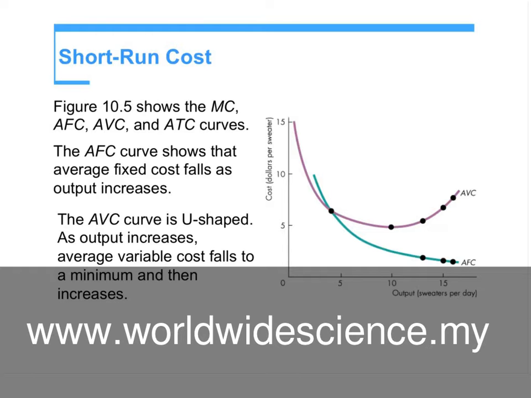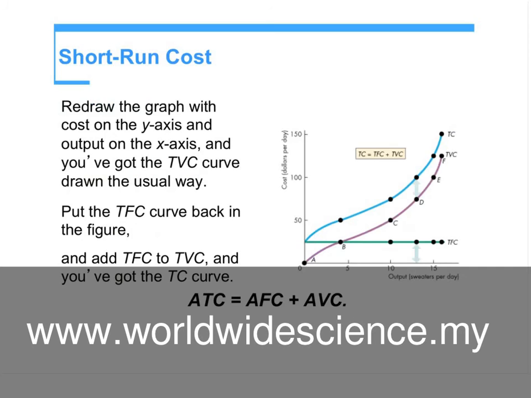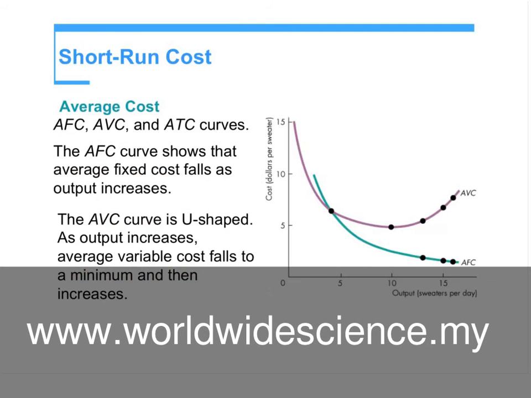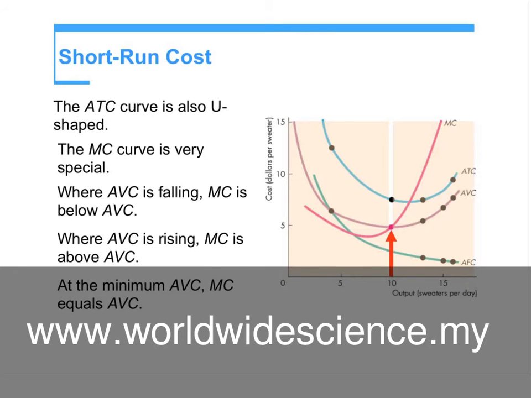So where average variable cost is rising, marginal cost is above. It's actually a very basic concept. Average variable cost means those costs that will change with the extra output. When the next laborer will add more to production, your average cost is falling, and your marginal cost will be below, because when your average cost is going down, it means that the next output will cost you less.